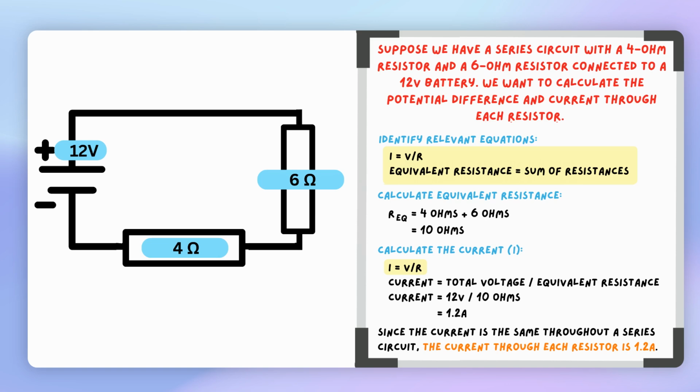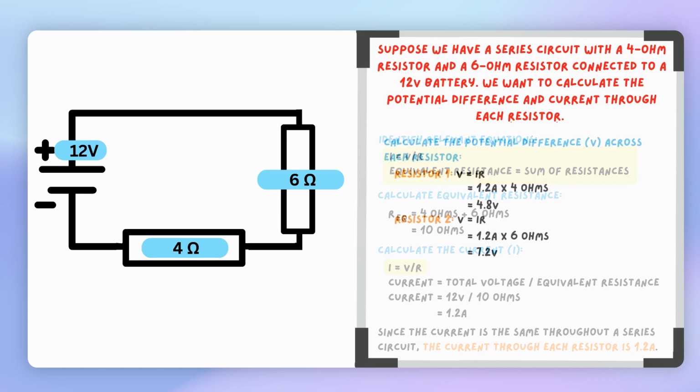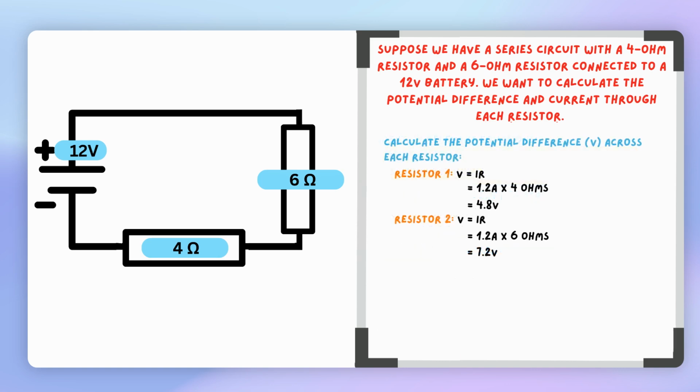Now, we can calculate the potential difference across each resistor. For resistor 1, voltage is current times resistance. This is 1.2 amps multiplied by 4 ohms, giving us 4.8 volts. For resistor 2, voltage is current times resistance. This is 1.2 amps multiplied by 6 ohms, giving us 7.2 volts.